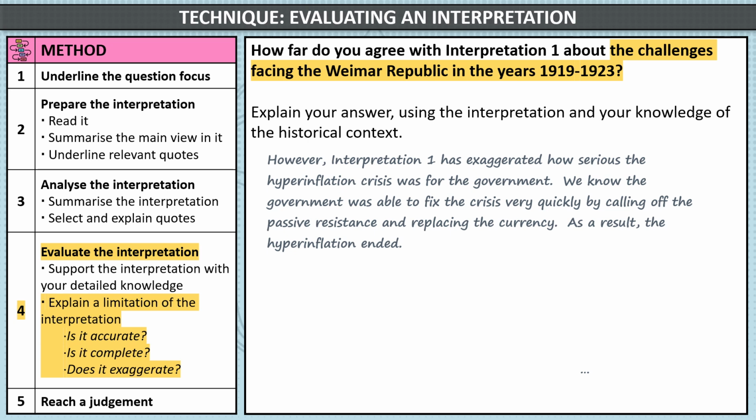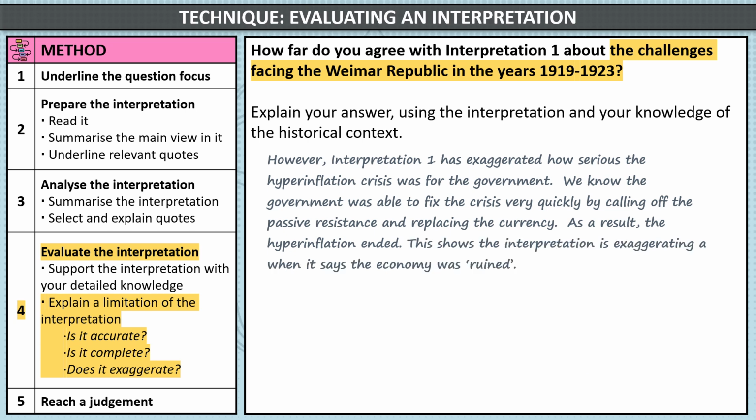Now I need to use my own detailed knowledge to develop this point. I know that the hyperinflation crisis was dealt with very quickly by the government. Stresemann called off the passive resistance in the Ruhr and got rid of the worthless currency. This brought hyperinflation to an end. I must remember to link this back to answering the question I was given. And I'm going to develop this by adding another point. Notice I'm using the word furthermore to start this.